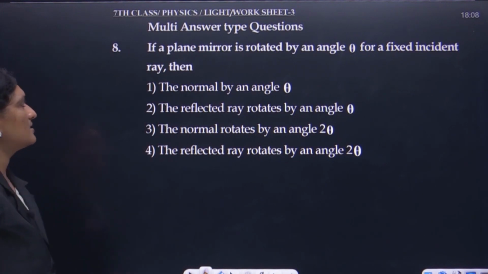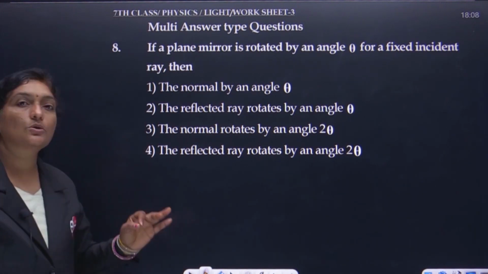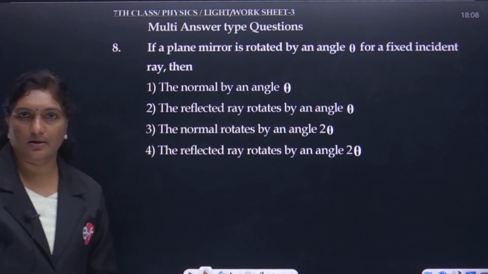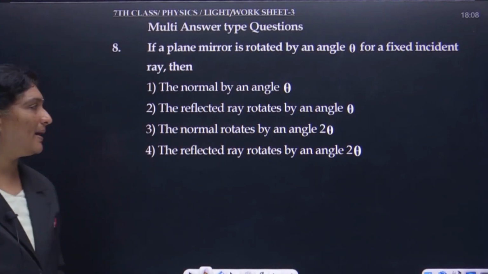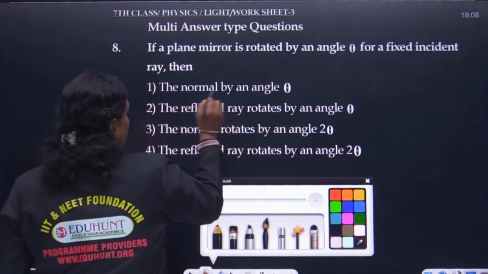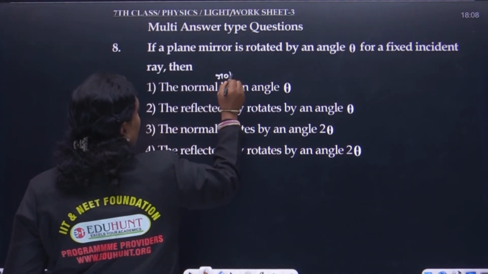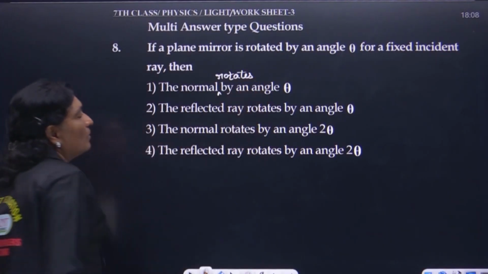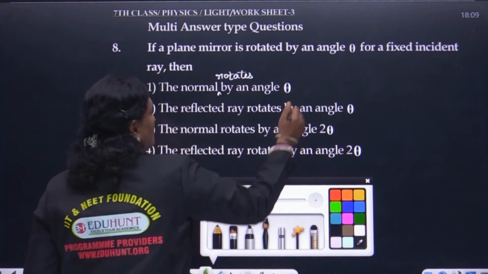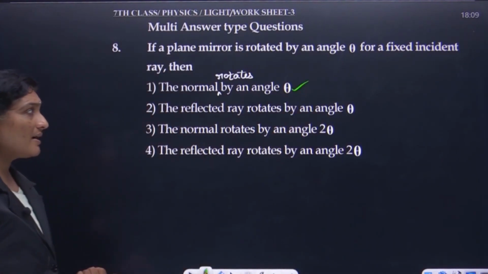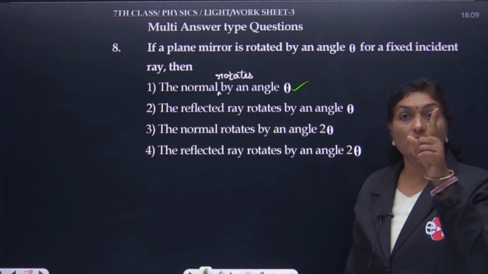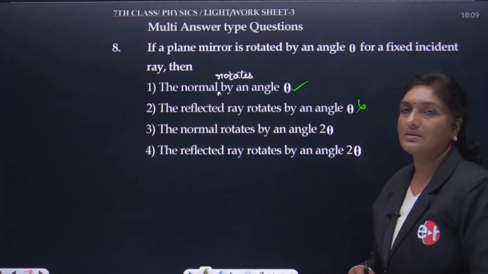The first statement given is: if a plane mirror is rotated by an angle theta for a fixed incident ray, of course the incident ray is fixed and the mirror is rotated by an angle theta, then what is our observation? We observe that the normal rotates by an angle theta. So of course, the first option must be true. The reflected ray rotates by an angle theta? Is it theta? No, 2 theta. The reflected ray must turn by 2 theta, not theta. So this is a wrong statement.